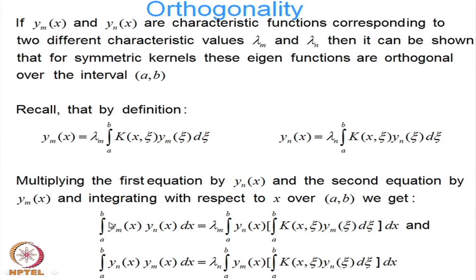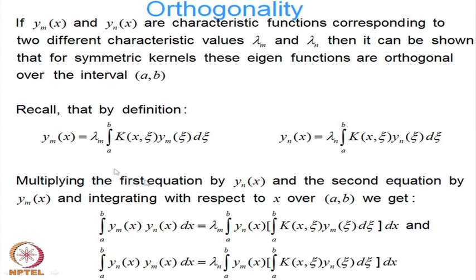For this equation, I have on the left hand side integral of a to b ym of x yn of x dx, and then here I have lambda m times this integral a to b k(x, xi) ym of xi d xi dx, because I am integrating now with respect to x. Similarly, the second equation I multiply with ym of x and integrate with respect to x within the limits a to b. Let us look at the first equation first.